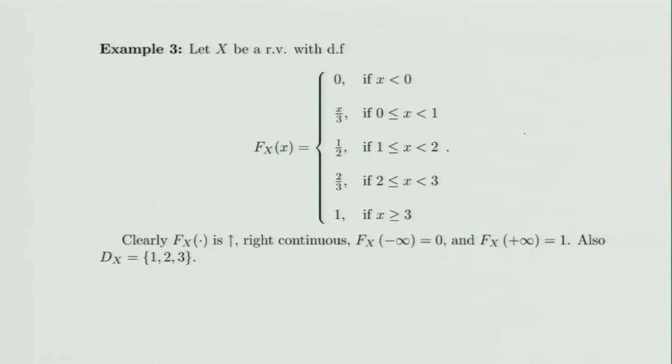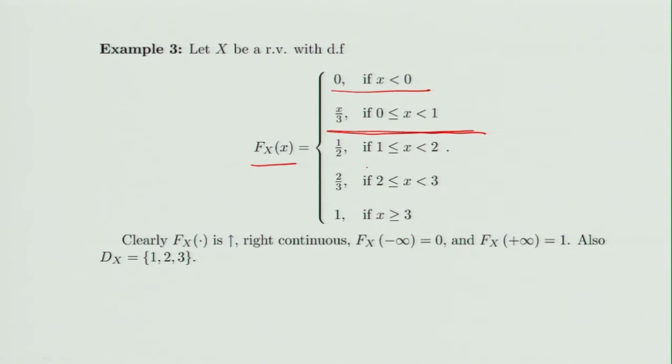So suppose X is a random variable which has this distribution function. Let us try to see whether this is a proper distribution function or not. So what are the properties I have to check? F_X is non-decreasing. Clearly for x less than 0 it is 0. From 0 it goes to x by 3. I have to check where it changes. It changes at 0. At 0 it remains 0. And then x by 3 is an increasing function, so it remains increasing throughout.